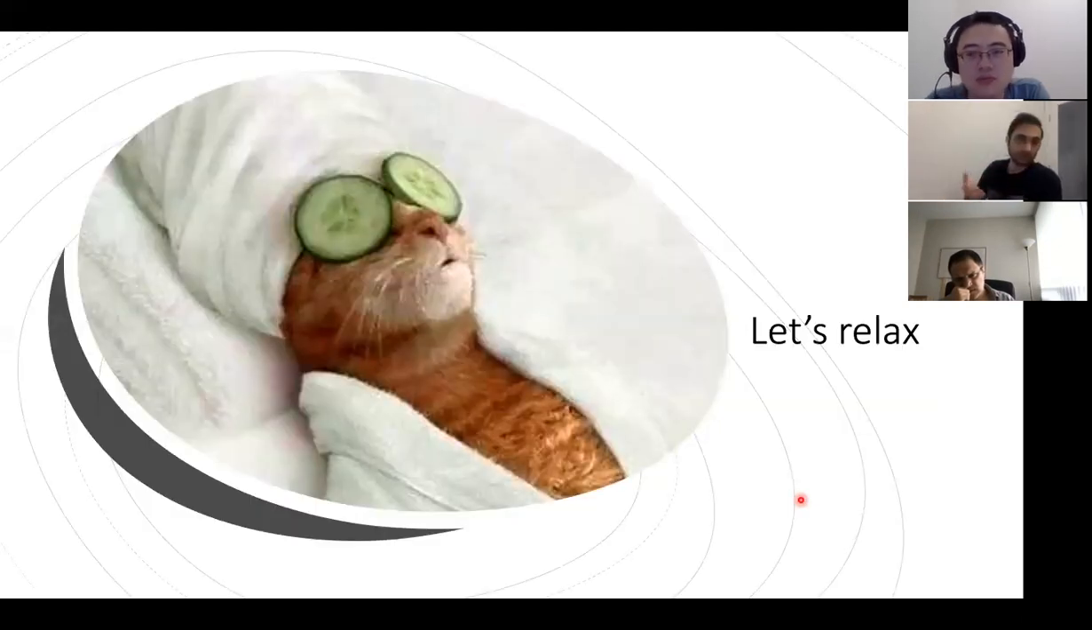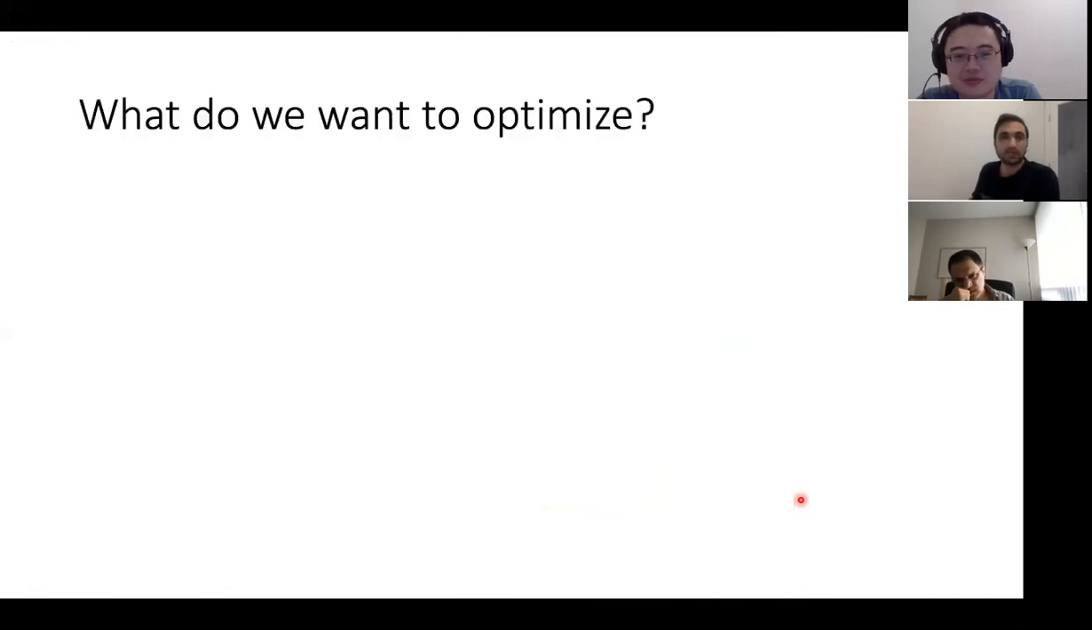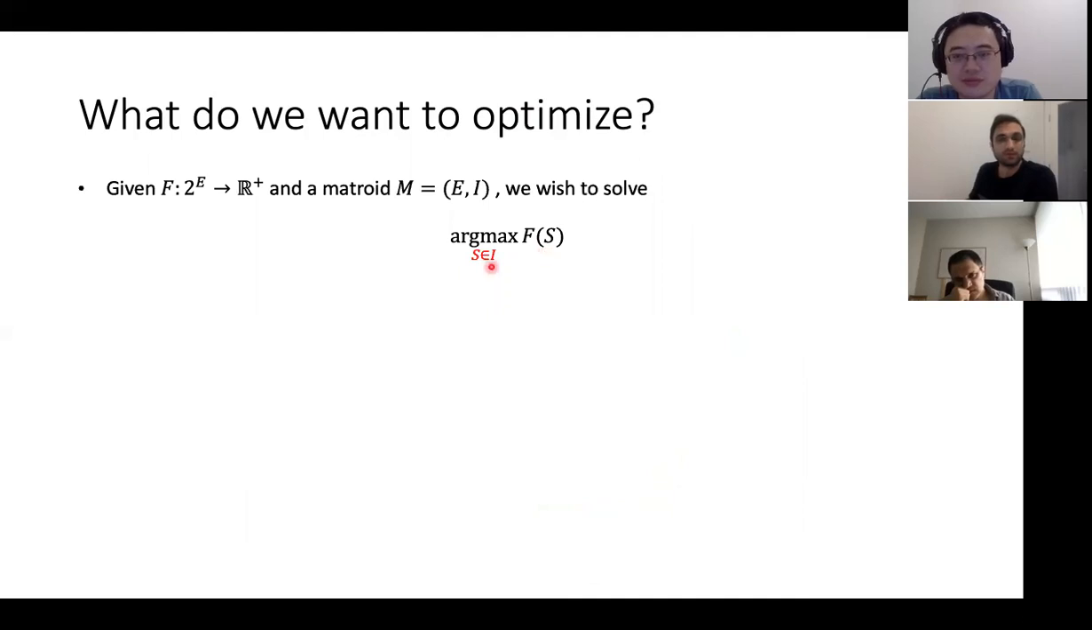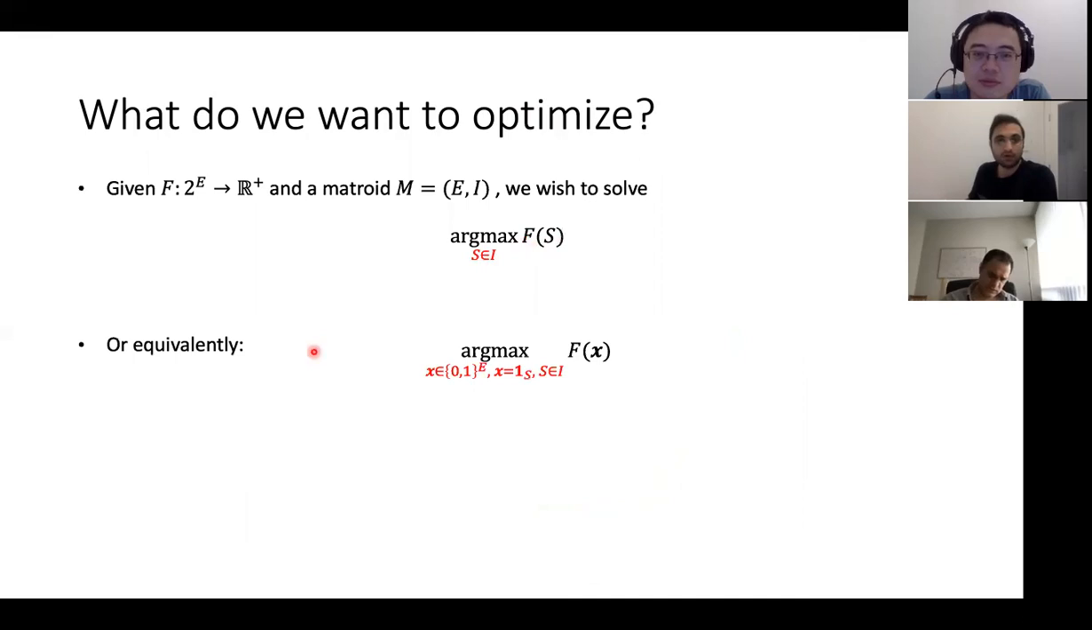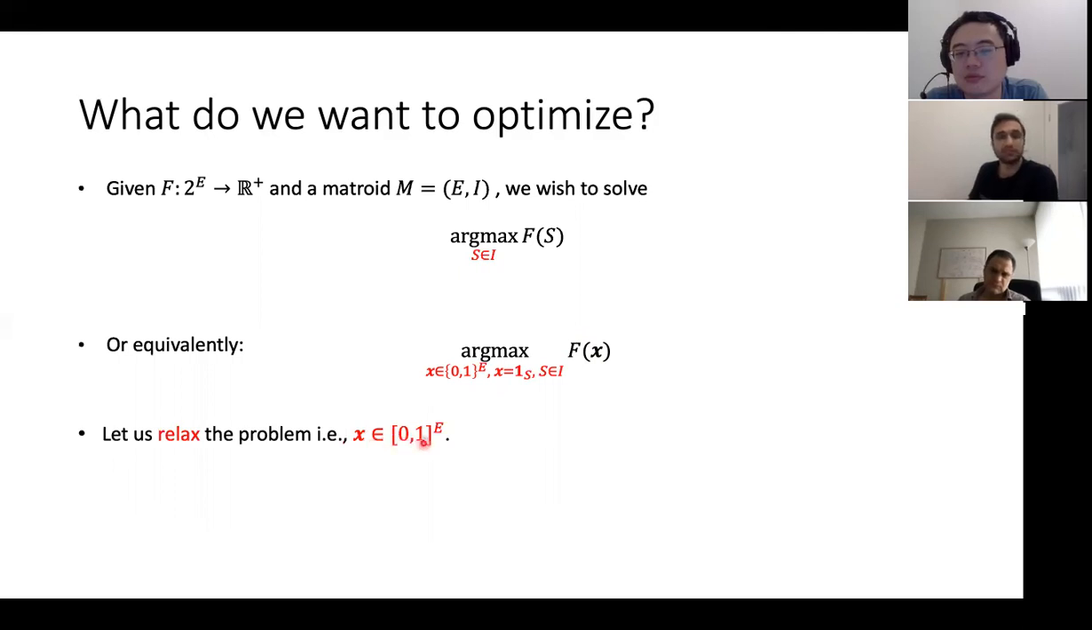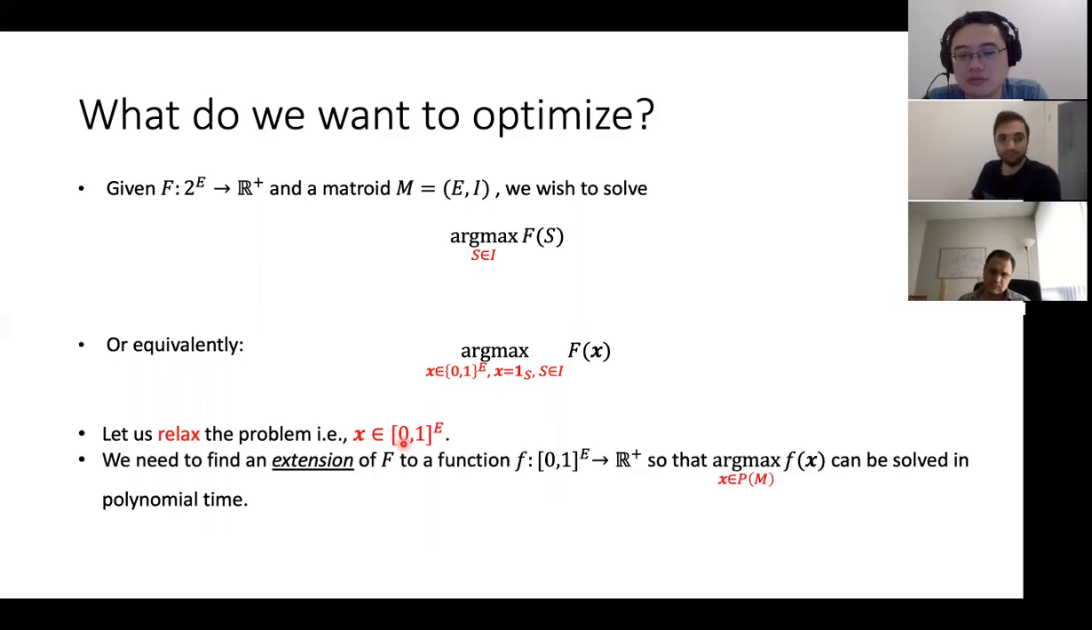So let's relax. So far, everything has been the play between discretization and continuous stuff. Let me overview what we want to optimize here. We are looking for sets in the matroid such that they maximize the submodular function, or equivalently, we are looking for 0,1 vectors of length E that maximize f of x. Now I can relax this condition and work with real vectors of length E with entries between 0 and 1. Then instead of f of x, I need an extension of f. And as soon as I have the extension for f, I can reformulate the problem as finding a vector in the matroid polytope that maximizes this extension.